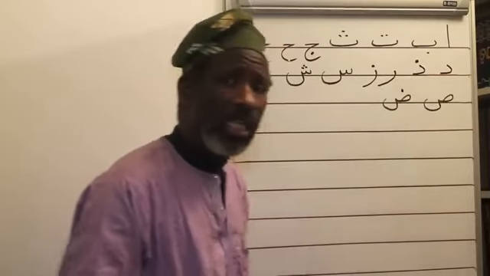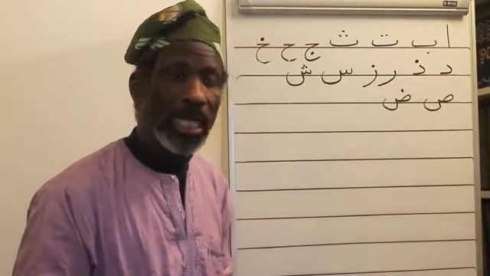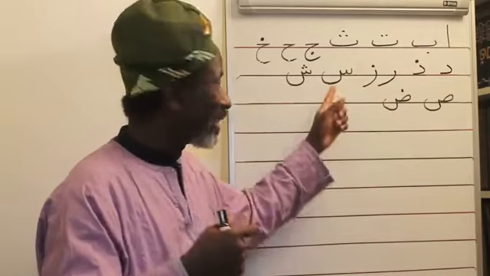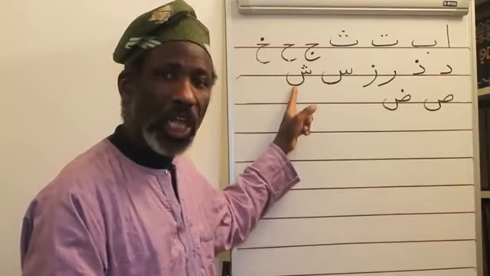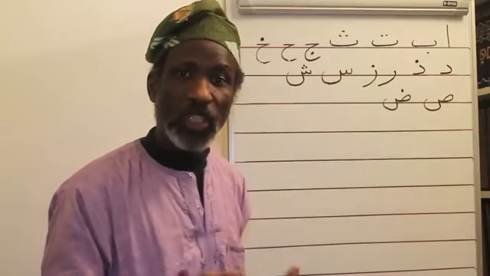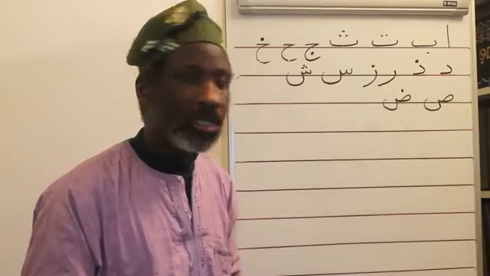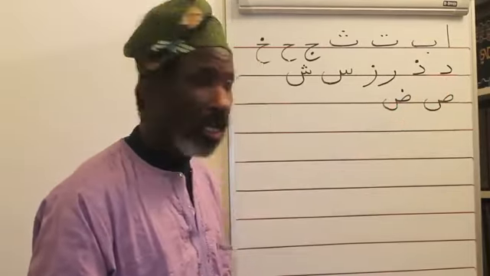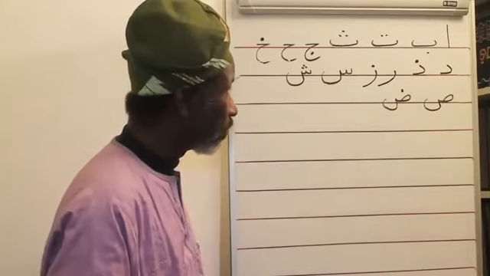What's the name of this? This one is sad, as in whistling. Sad. Look. Sad, like a seesaw. Sad. Dad. You see, dal. Dad. Yeah? Sad. Dad. Well done.